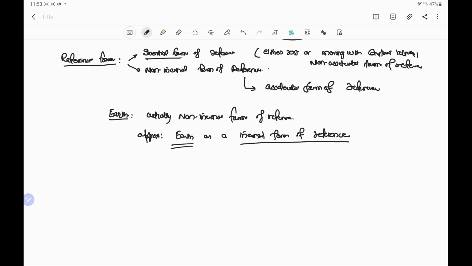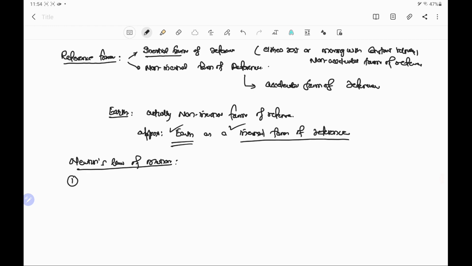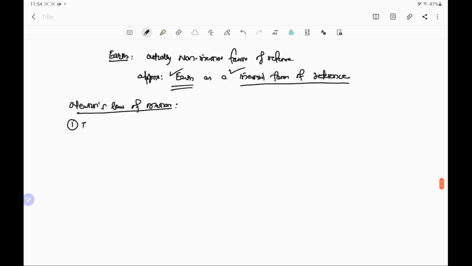So now we discuss Newton's laws of motion. There are three laws of motion of Newton. First is the first law of motion. This is related to the equilibrium of forces.